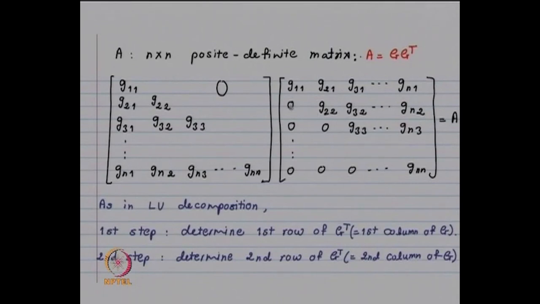This is exactly the same as we had done in case of LU decomposition, with a difference that in LU decomposition you determine the first row of U and then you need to determine the first column of L. Now, here once you determine this row, this column will be automatically determined. So, that is what reduces our work by half. So, now let us look at the first row into various columns of G transpose.